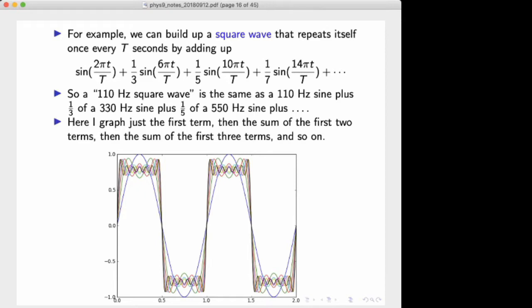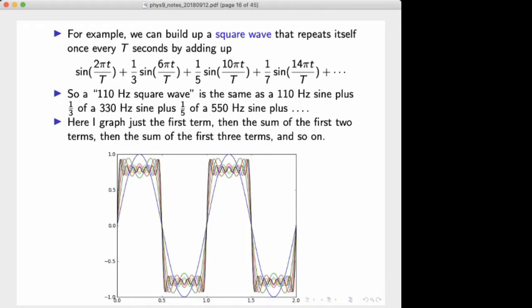So I'm just graphing here the first term, then the sum of the first two terms, and the sum of the first three terms, and so on. You can see once you get to like 5 or 6 terms, you get a pretty decent square wave. So a square wave is actually just made up by building up different sine waves, f, 3f, 5f, 7f.